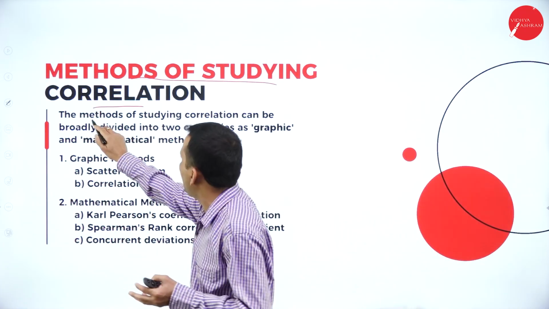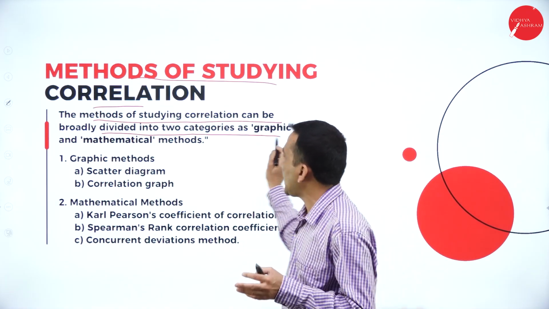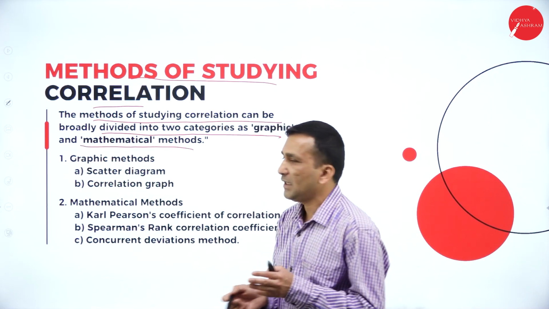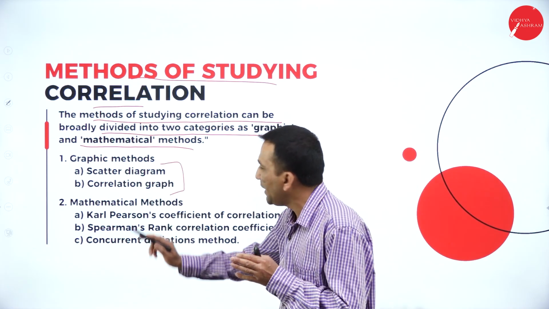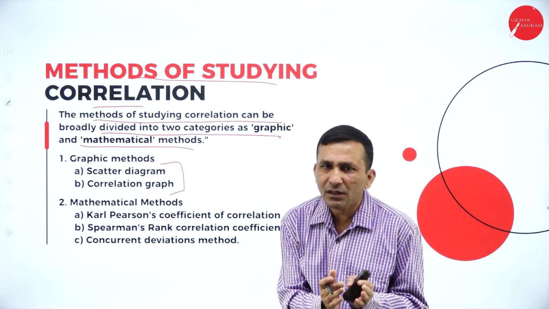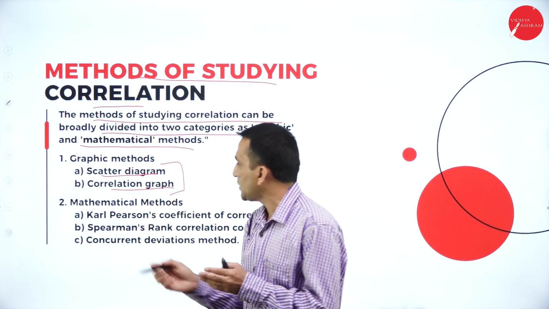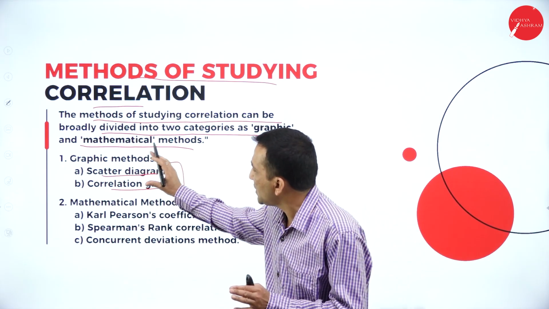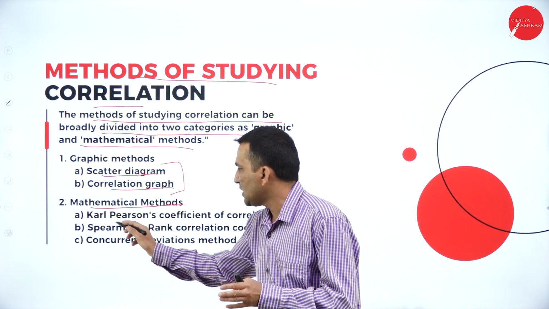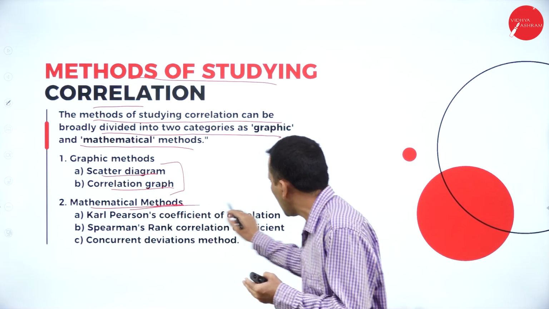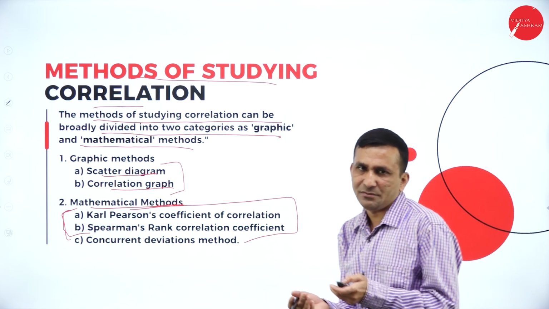The method of study of correlation can be broadly divided into two categories: one is the graphical method and the other is the mathematical method. Under the graphical method, the last session covered the complete theory part, and today's session, with examples, will give more clarity on the scatter diagram and correlation graph. Today's main focus is on the graphical method, a few problems. The mathematical methods I will cover in coming sections. I will cover both methods, which are in your syllabus for third semester BCom.